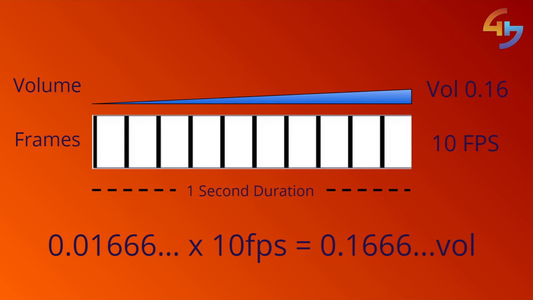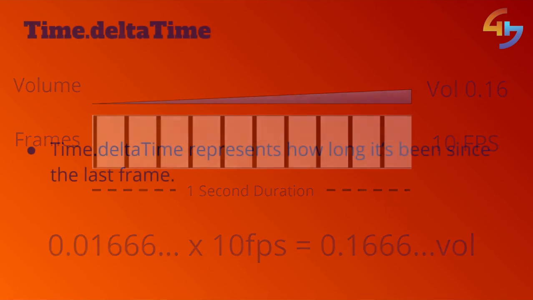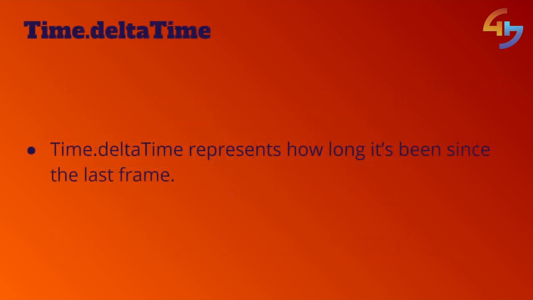So instead of increasing the volume by 0.016 each frame, we need to increase it by however long it took each individual frame to render. But how do we find out how long each frame is on our screen for? Well, thankfully, Unity's API provides us with a property that we can check within our script to find out. It's called Time.deltaTime. Time.deltaTime is a float that provides us with how much time in seconds has passed between the last frame and the current one.